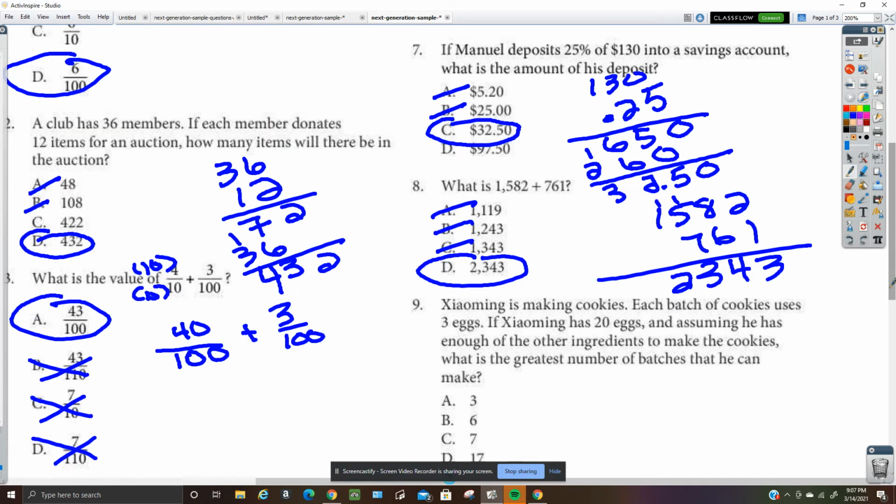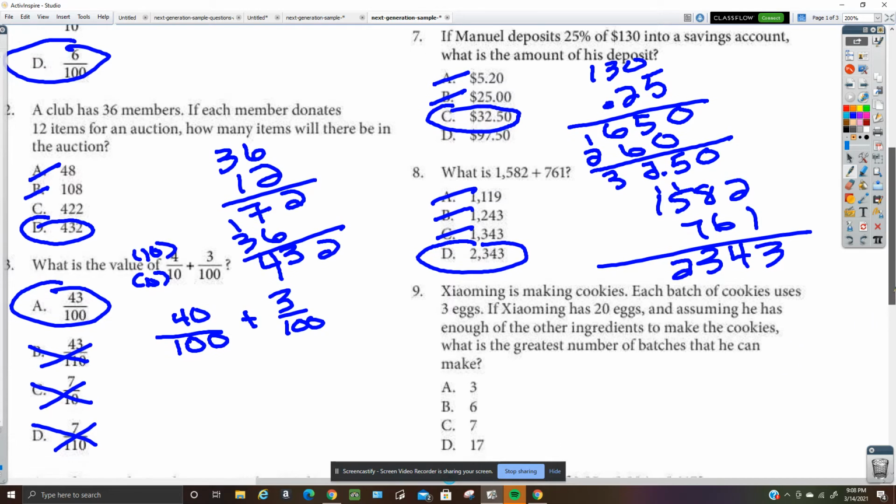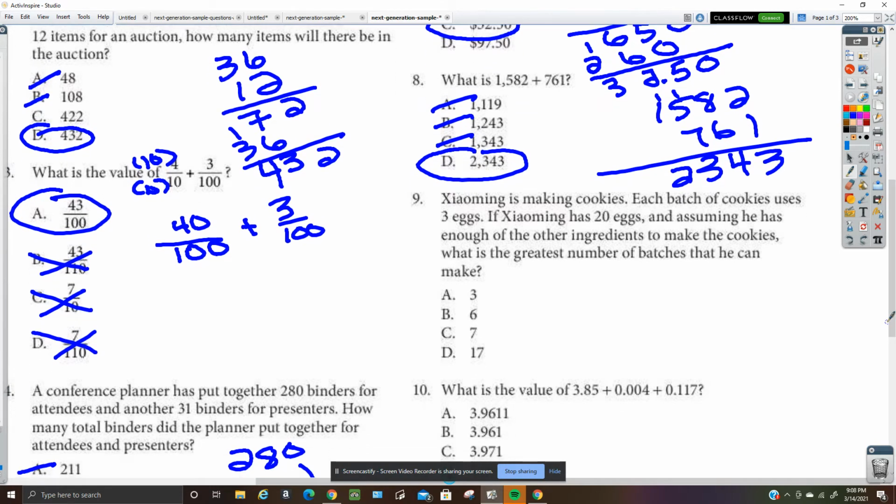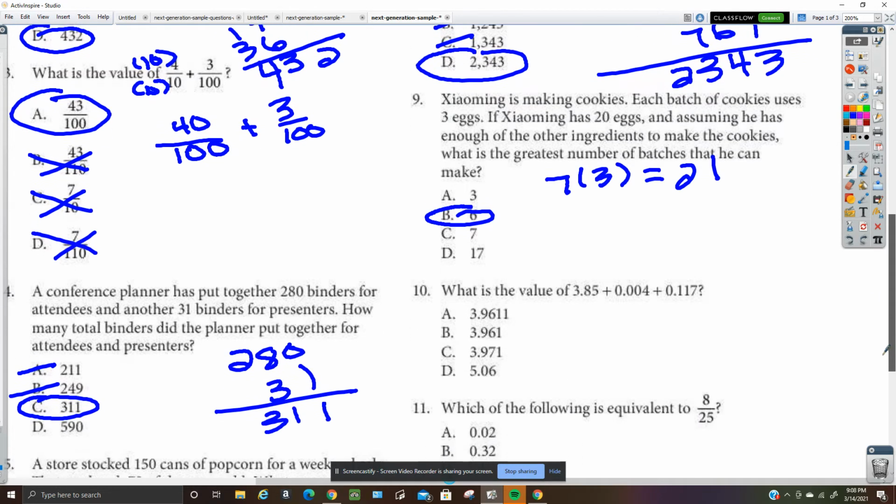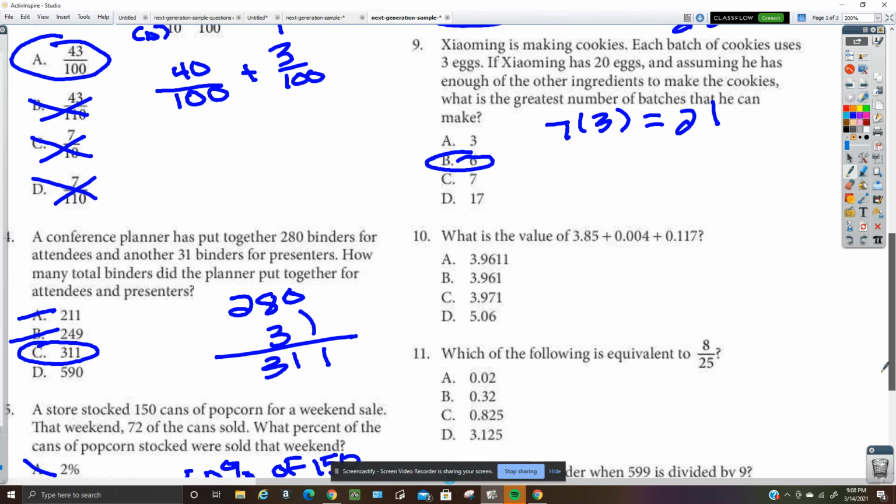And then Chiao-Ming is making cookies. Each batch of cookies uses 3 eggs. If Chiao-Ming has 20 eggs, and assuming he has enough of the other ingredients to make the cookies, what's the greatest number of batches he can make? Well, you know that 7 times 3 is 21. So he has 20 eggs, he can make 6. So if he had 21 eggs, he can make 7 batches, but he only has 20. So he can make 6 batches and 2 eggs left over.